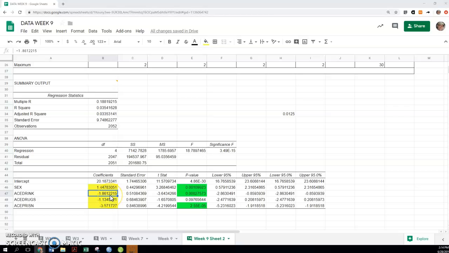Simply put, that's saying that as you go from a situation where there was a problem drinker in the house to one where there wasn't, your predicted number of days of poor mental health is going to decrease by almost 2 days. So by not having a problem drinker in the house, we predict on average in the state of Pennsylvania, you'd have 2 fewer days of poor mental health per month.